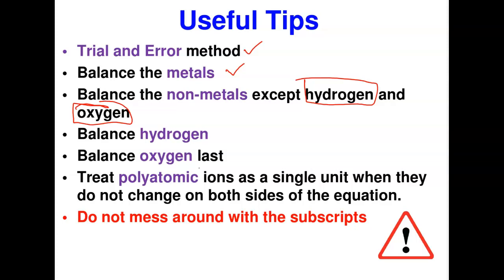And finally, in some reactions you find polyatomic ions, which, remember, we had said represent single entities. That is the way they exist. We treat them as a single entity and balance them the way they are, provided they do not change on both sides of the equation. At times, they do change on both sides of the equation. In that case, you have to balance the individual elements in that polyatomic compound.